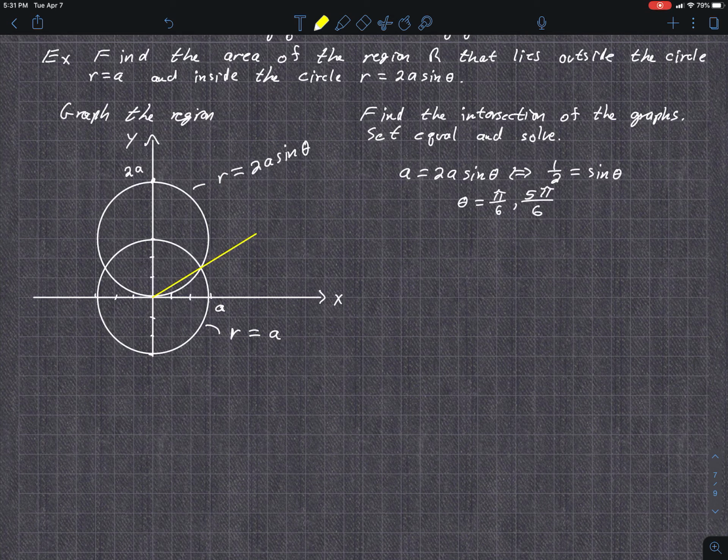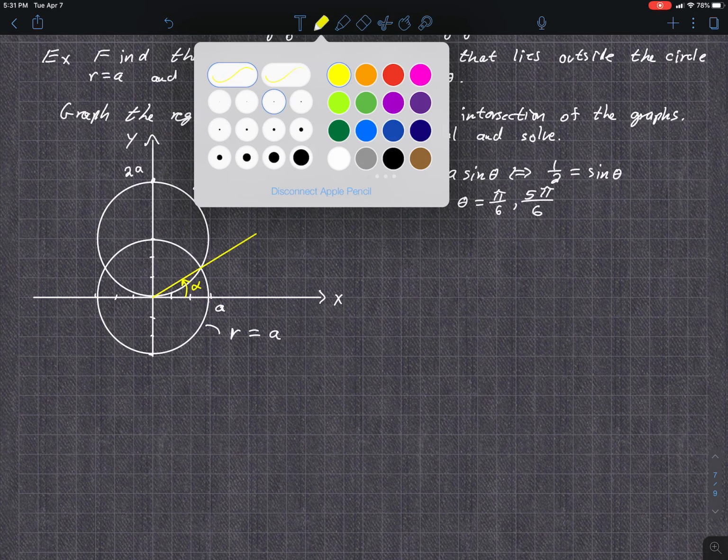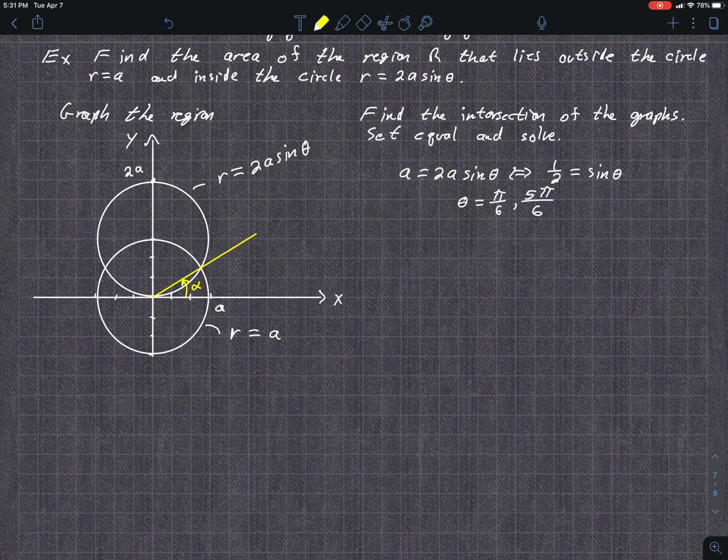Okay, so those are special angles. So those angles are here. This angle that goes through there is pi/6. That's your alpha.